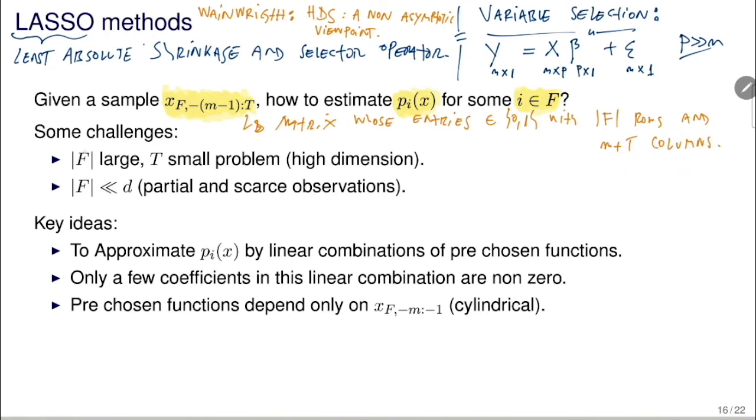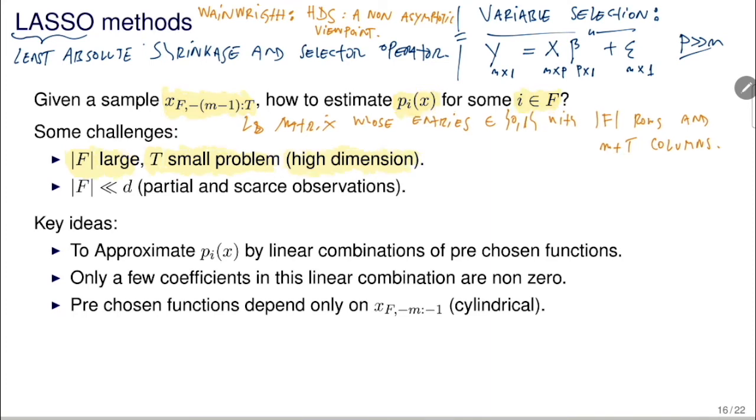One of the challenges of this problem is that usually the size of the observed network of neurons, so cardinal of F, is large compared to the time units in which this network is observed, so t in this case. So we may say that the cardinal of F is large compared to t, so t is small in this case. So we are talking about an F large, t small problem, and this is the high dimensional version of our problem.